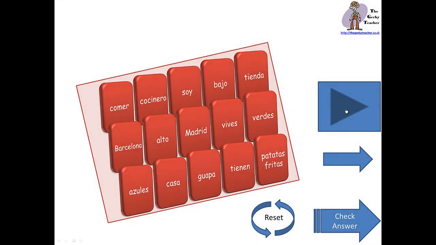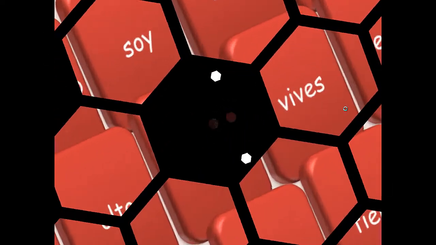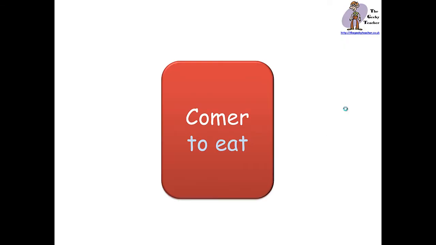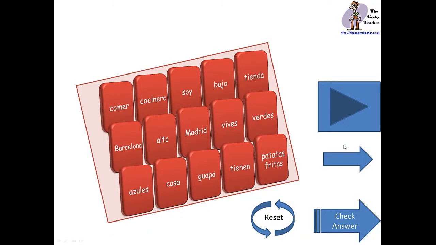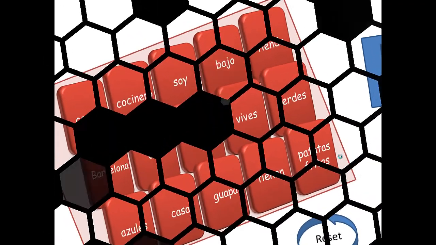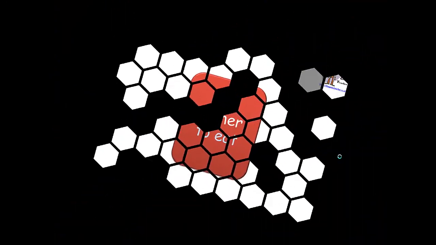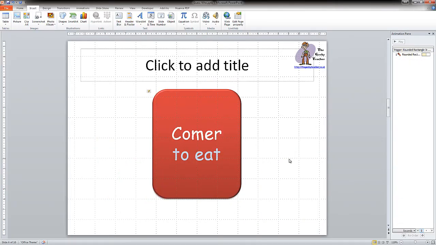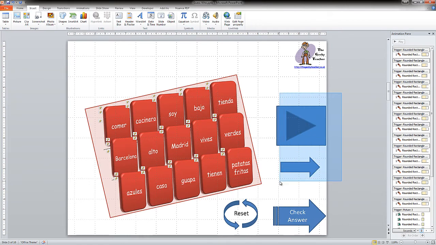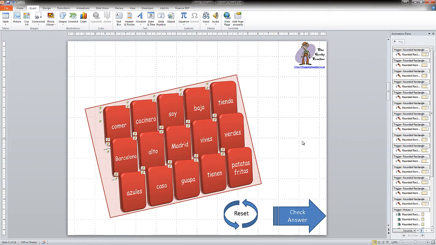So now we've got lots of ways of getting to the next slide. We could either click on this action button, it will take us to the answer slide, or we could click on this arrow, and again it will take us to the same place. The final thing that I did was just added a nice effect for the answer to be revealed.